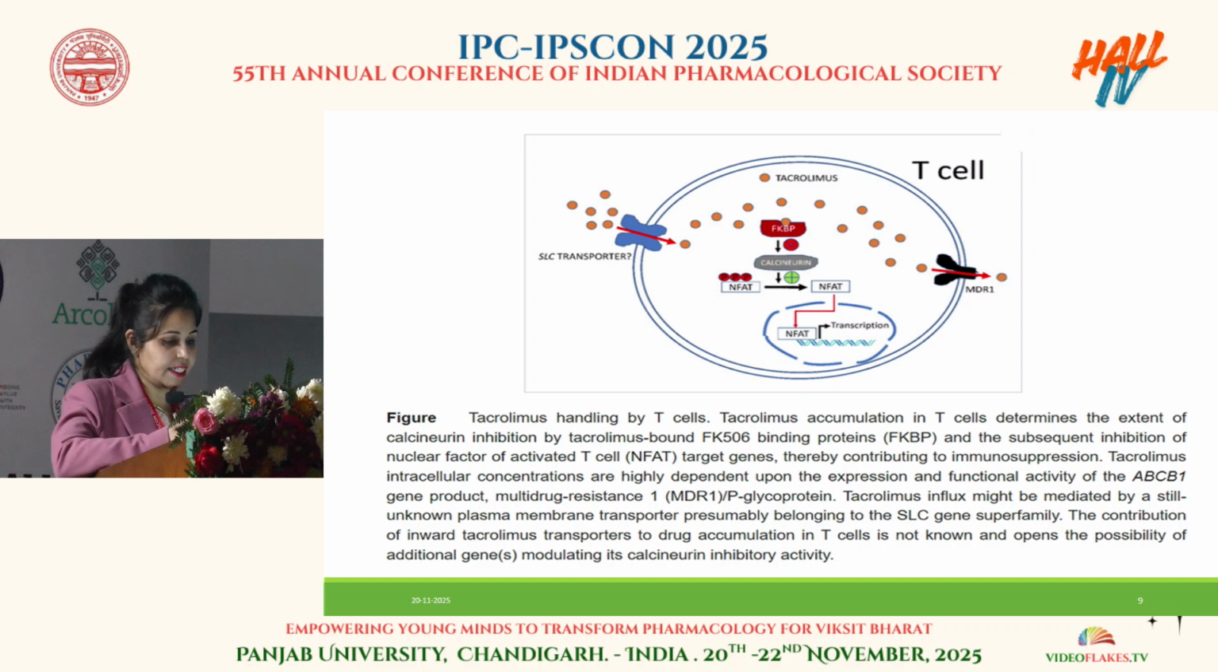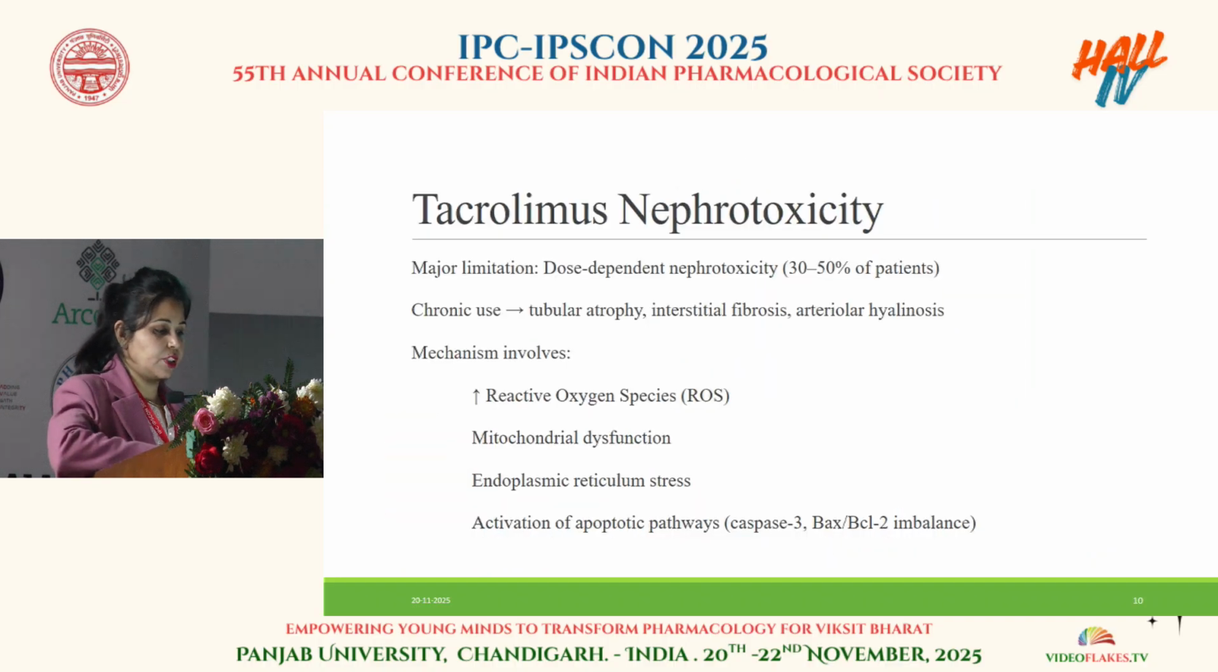So it decreases the activation of T lymphocyte cells. How does it decrease? By binding to these FK506 binding proteins, that is FKBP. Tacrolimus binds to this FKBP, and subsequent inhibition of NFAT, nuclear factor of activated T cell target genes, and thereby contributes to immunosuppression. So, the major dose limiting toxicity is tacrolimus nephrotoxicity.